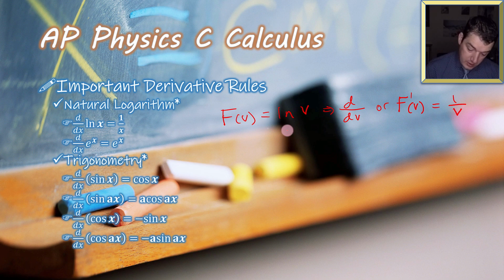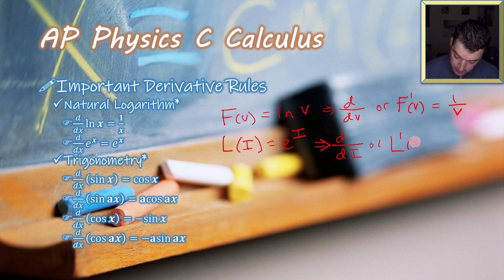Imagine we have a function L of I is equal to e to the I. The derivative of that function, or L prime of I, is equal to e to the I.